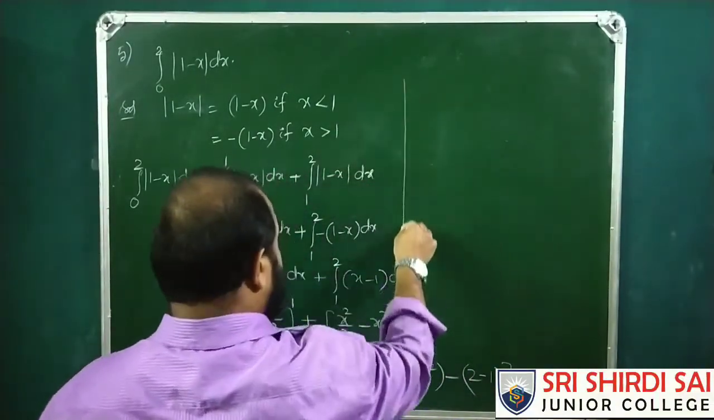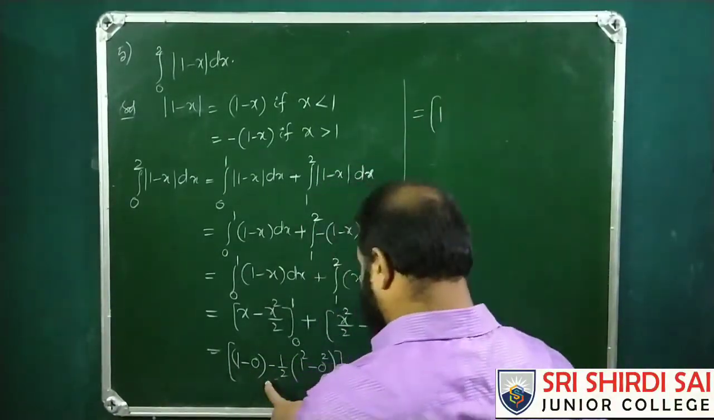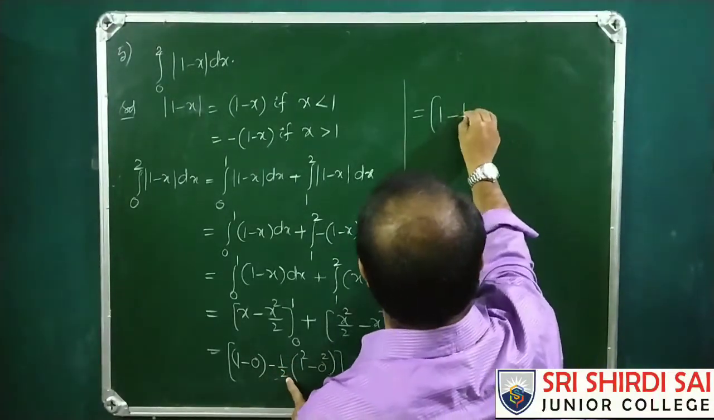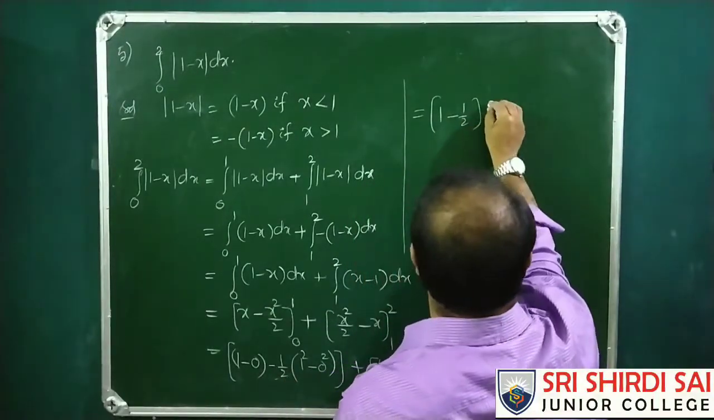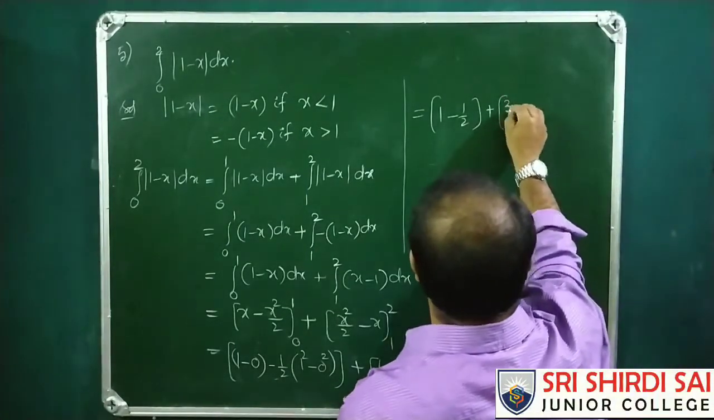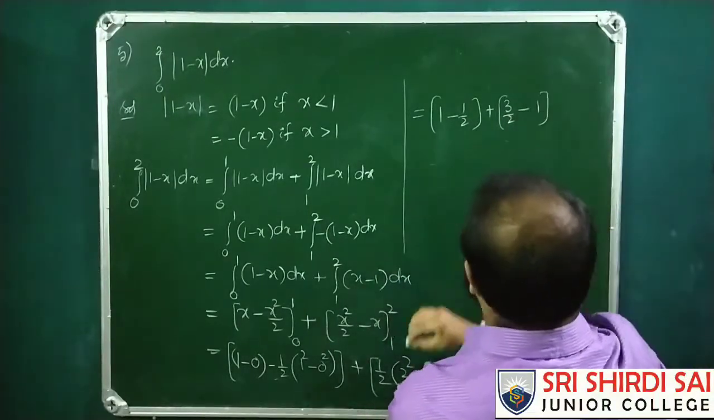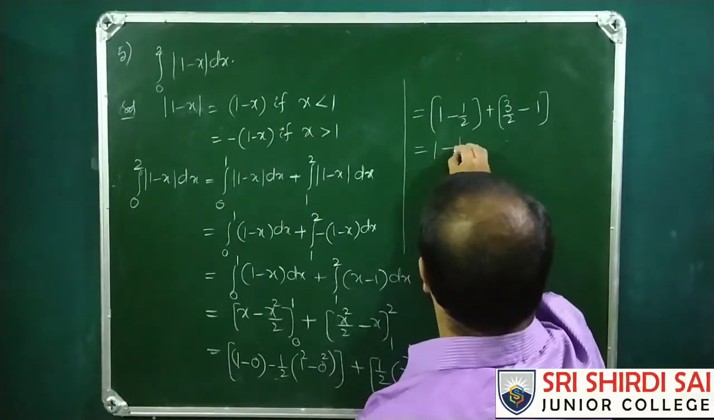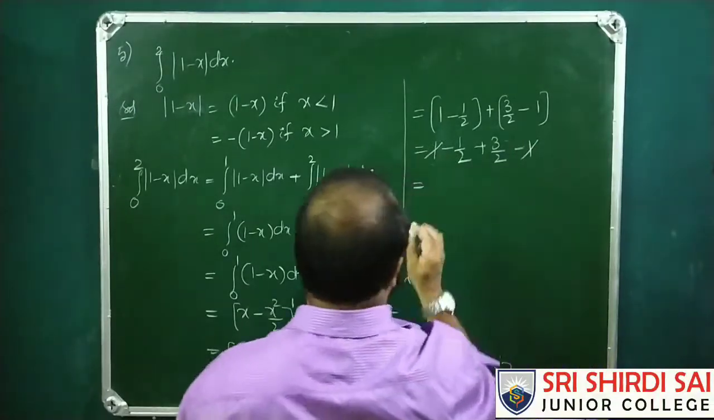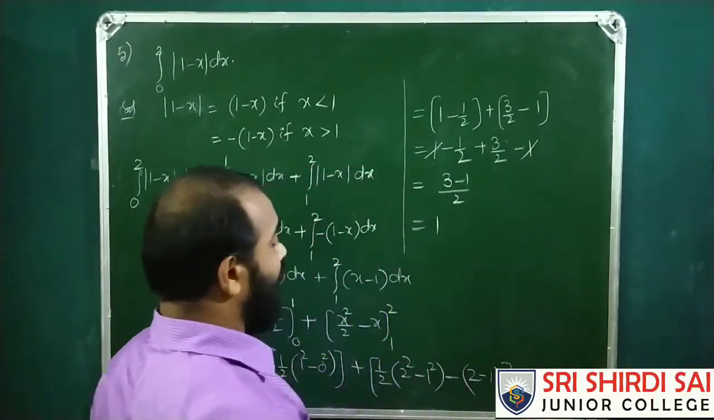So the remaining problem I will write here. 1 minus 0 is 1. 1 square is 1, so this is 1 by 2, plus 2 square is 4, 4 minus 1 is 3, 3 into 1 by 2 is 3 by 2, minus 2 minus 1 is 1. So this is 1 minus half plus 3 by 2 minus 1. 1 gets cancelled. So 3 by 2 minus 1 by 2, 3 minus 1 by 2, 2 by 2, which is 1.